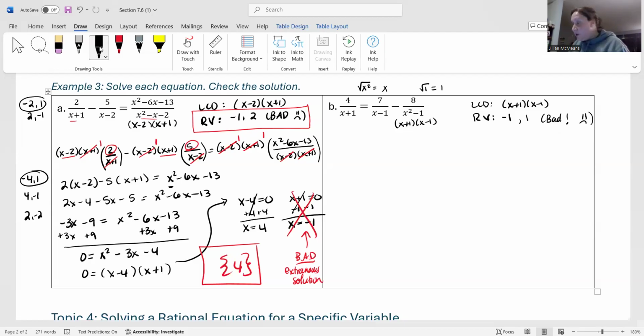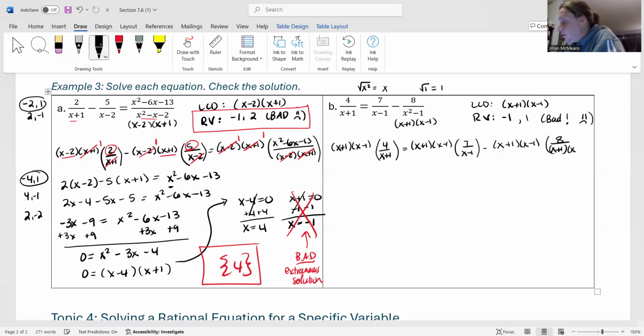So let's go ahead and finish working on this, and we're going to take all 3 of these terms and multiply them by the LCD. Again, for now, I'm going to show this worked out. Once you get really successful and confident, you can just kind of do it in your head. But for now, let's just do it on paper. So we have x plus 1 times x minus 1 times 4 over x plus 1 equals x plus 1 times x minus 1 times 7 over x minus 1 minus x plus 1, x minus 1 times 8 over, and instead of writing x squared minus 1, I'm going to write the factored form. So that's going to be 8 over x plus 1, x minus 1.